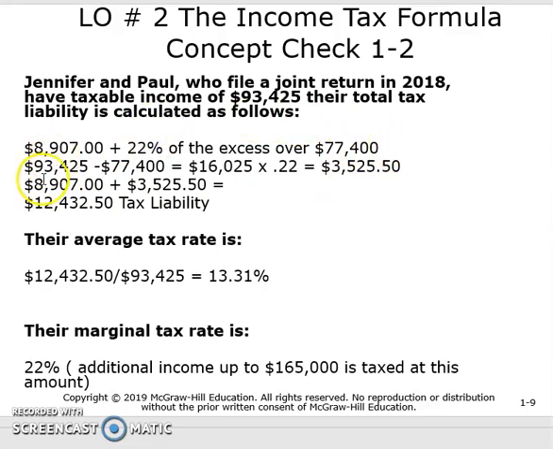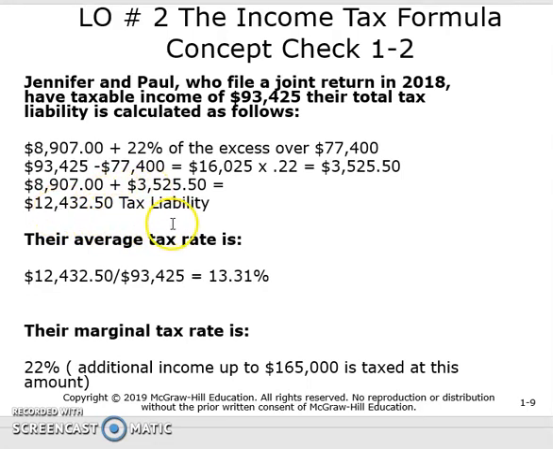So they earned $93,425. We're going to subtract the $77,400 to get $16,025 that is going to be subject to the 22% tax rate. So that will be an additional $3,525.50 that we are going to add to the $8,907 that we are given in the schedule. The $8,907 that is given to us in the schedule makes up for all of the income that they have earned at the different tax rates until they get to their 22%.